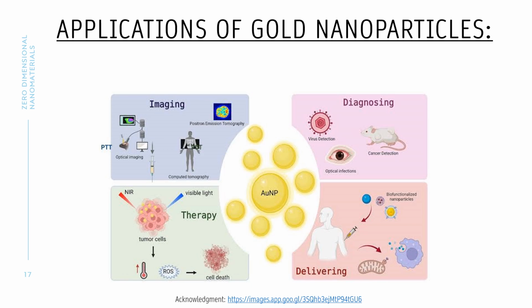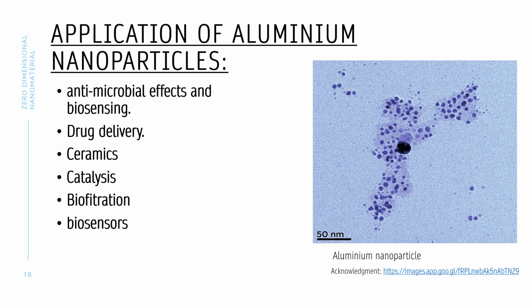Functionalizing the surface of these gold nanoparticles allows targeted drug delivery to specific cancer cells at specific sites, improving the therapeutic efficiency. It is also used for diagnosing. Now, I'll be discussing the application of silver nanoparticles. They have antimicrobial effects and are used in biosensing.